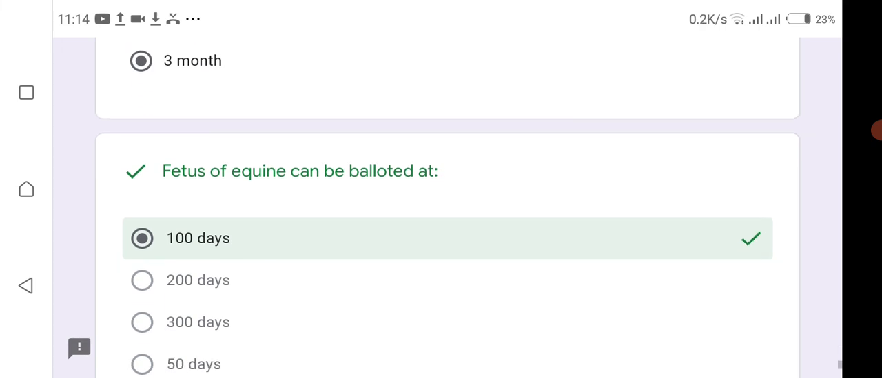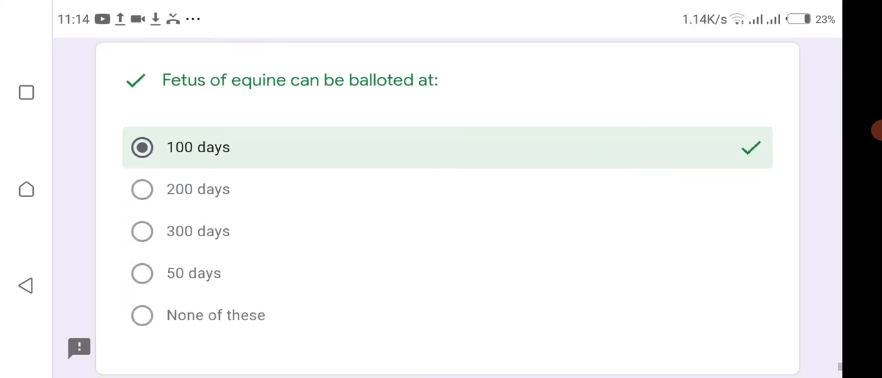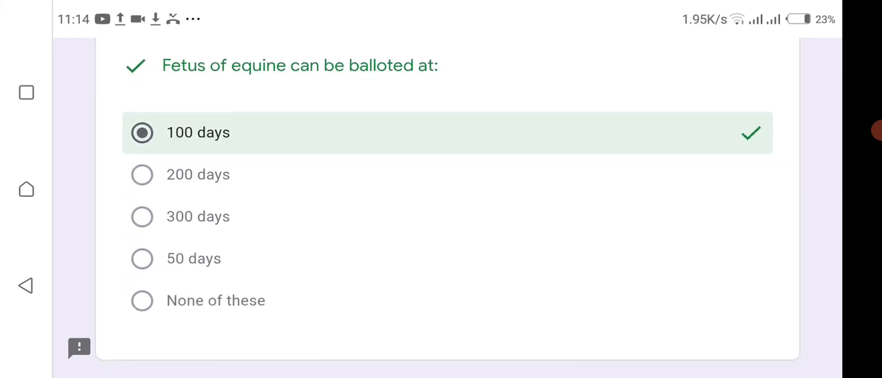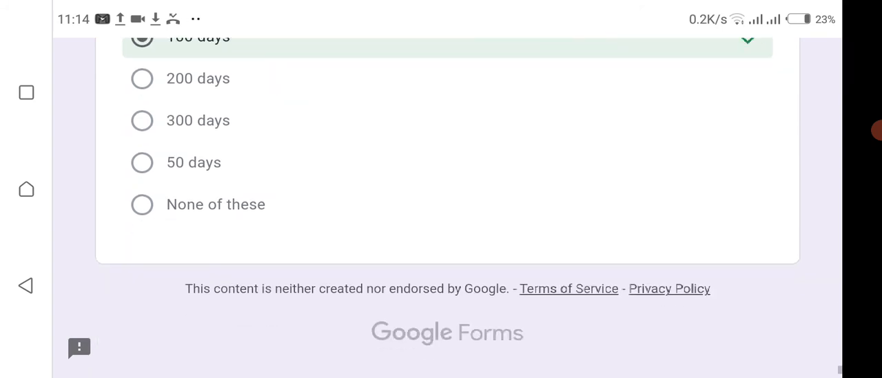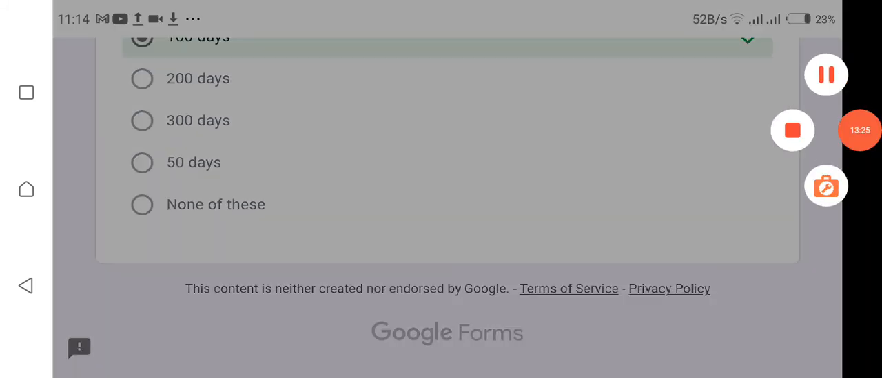The fetus of equine can be balloted at 100 days, approximately the 3rd month of pregnancy. It can be palpated.